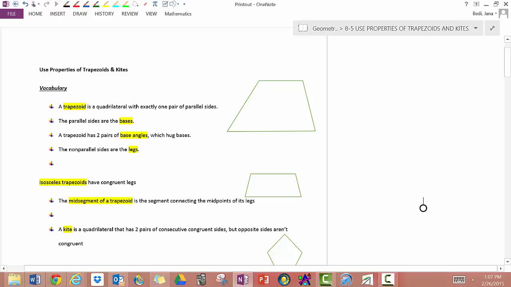A trapezoid is a quadrilateral with exactly one pair of parallel sides, and these parallel sides are called bases. So that's a base and that's a base, and these are base angles. Base angles, and these are base angles.